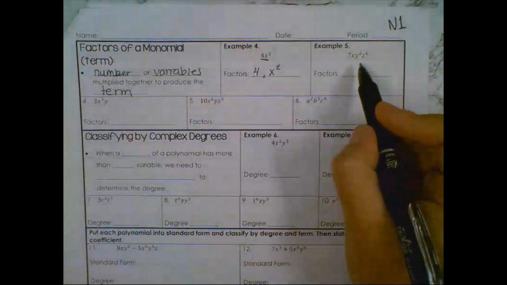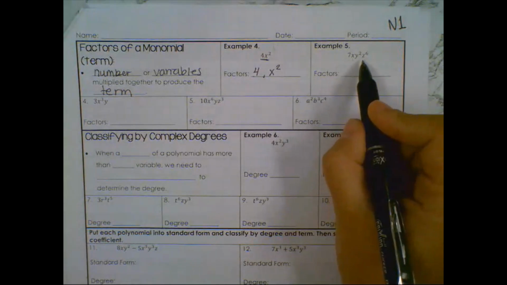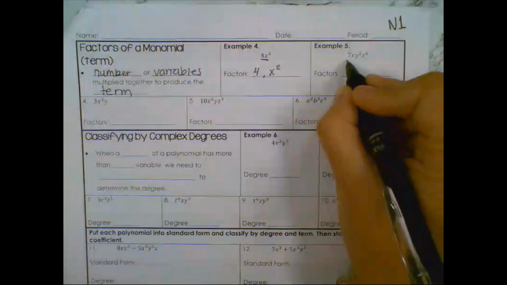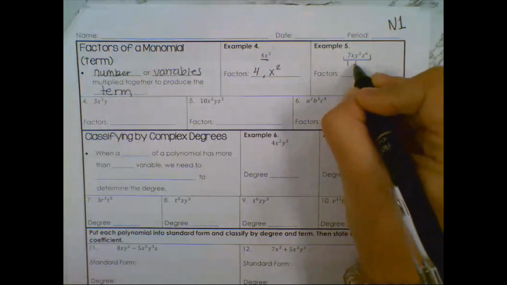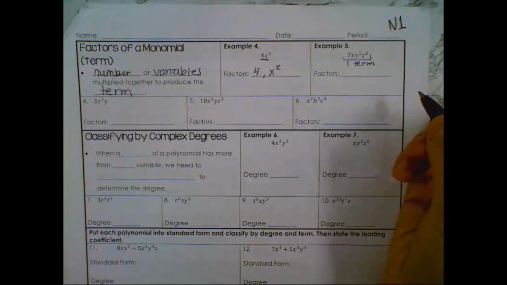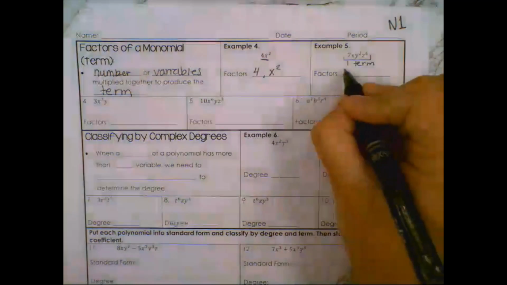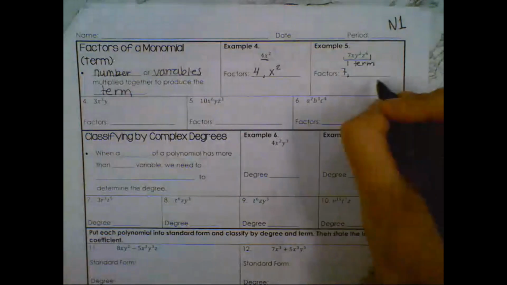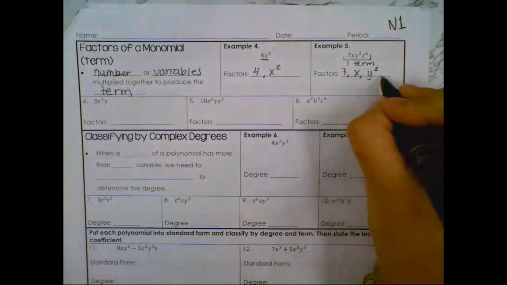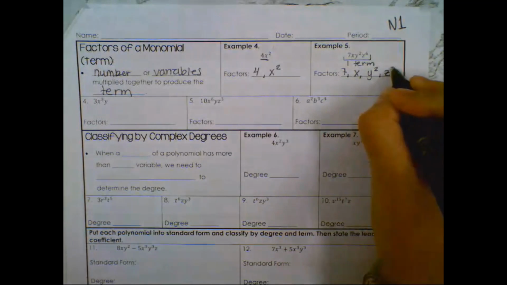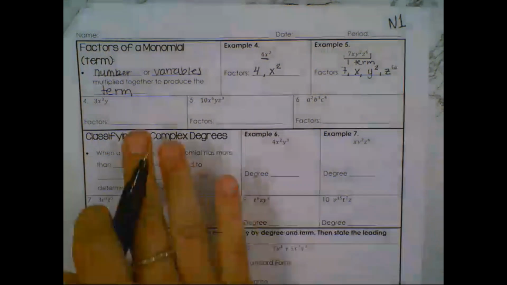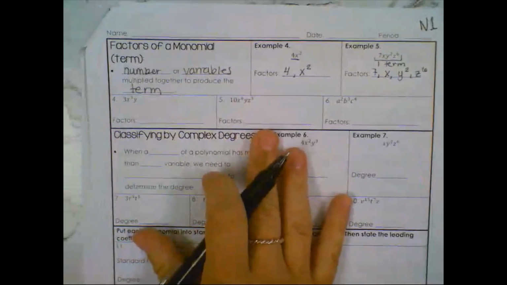Then if we look at something called a complex term, these are complex because they have multiple variables and numbers. This is all still one term, and we're just going to break it apart into all the individual factors making up that term. So 7 is making up that term, x is making up that term, y squared is making up that term, and z to the 6th is also making up that term. Okay? I'm going to do one more and then you try one on your own.